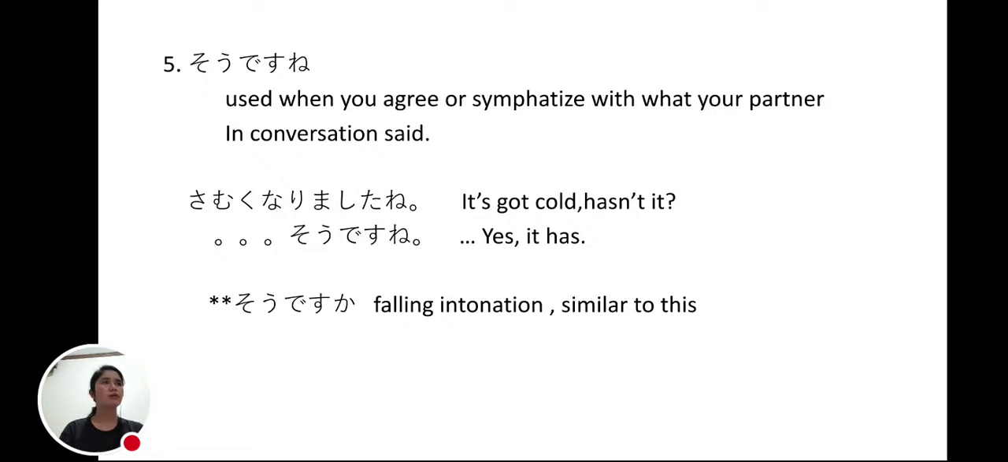Naruhodo. Naruhodo in English is, that's right, or indeed, I see. Similar, no? Naruhodo. And the English of naruhodo is I see, or that's right, indeed.